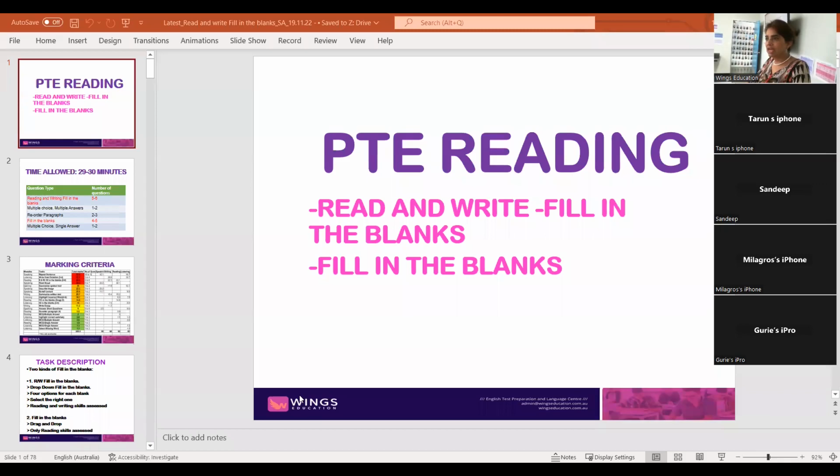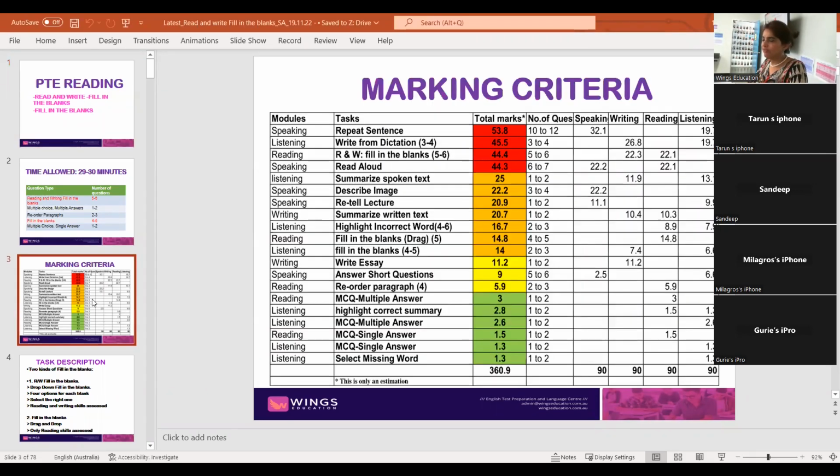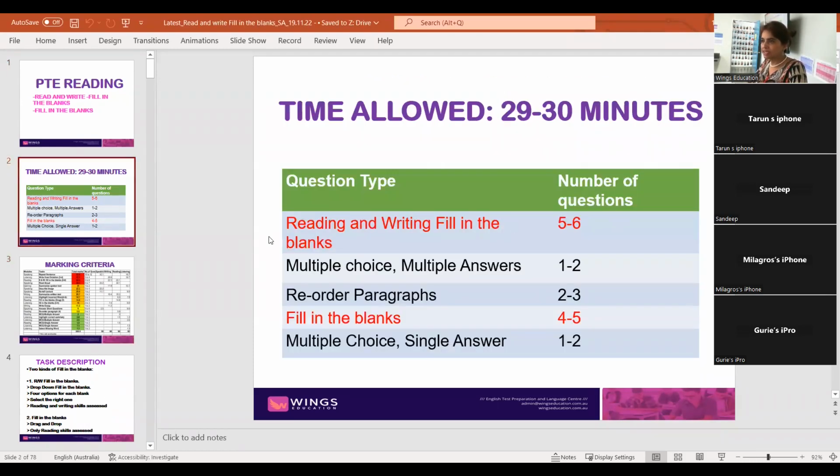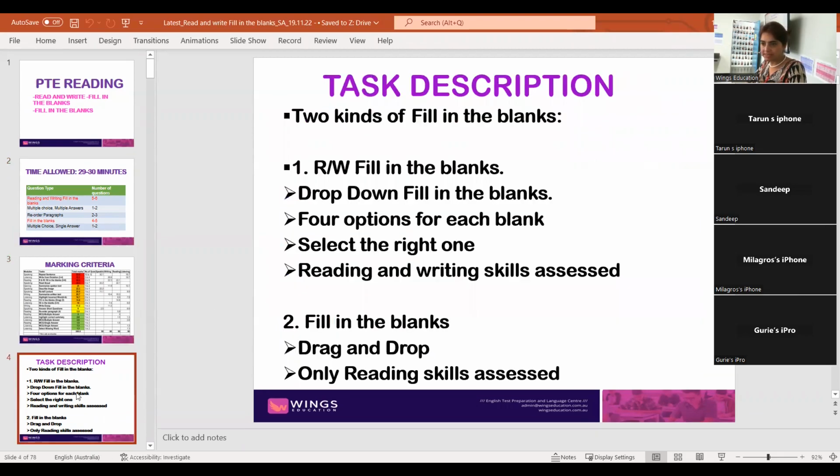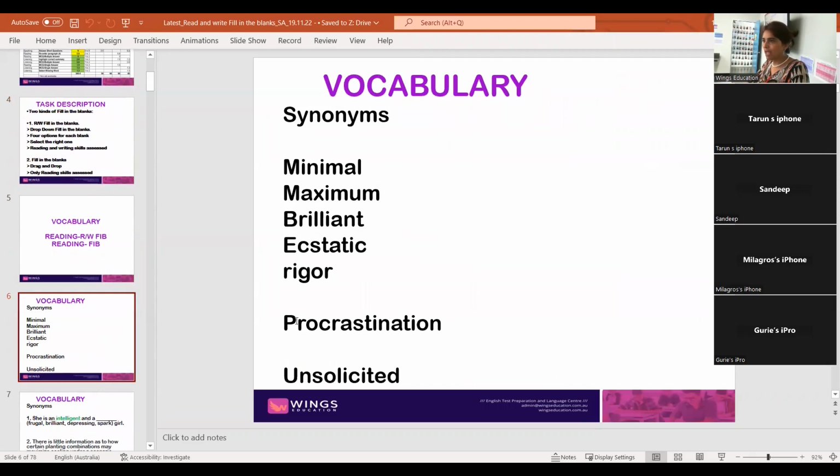Hi guys, today we have a special class on read and write fill in the blanks and fill in the blanks. They are both very important questions in this test. As you can see, there are 5 to 6 read and write fill in the blanks and 4 to 5 read and write fill in the blanks in the real test. So we're going to start with vocabulary.